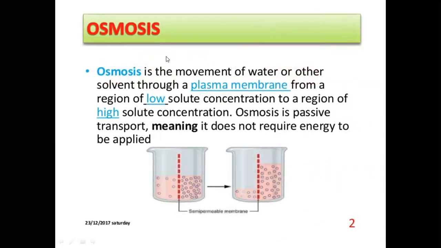Next, we will consider osmosis, which is the second piece of evidence which supported the particulate theory of matter. Osmosis is the movement of water or other solvent through a plasma membrane from a region of low solute concentration to a region of high solute concentration. Osmosis is passive transport, meaning it does not require energy to be applied.